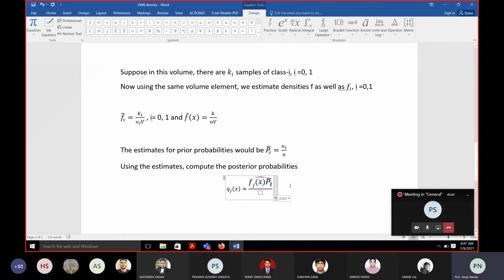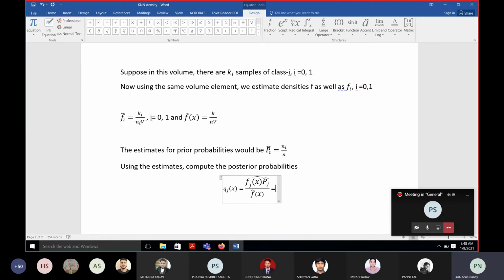We have to write these things, j divided by f hat(x). This is in total, the total probability. So now can anyone just tell me what will be the value of f hat j(x)? What will be the value of f hat j(x)?